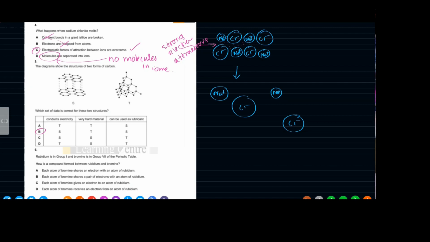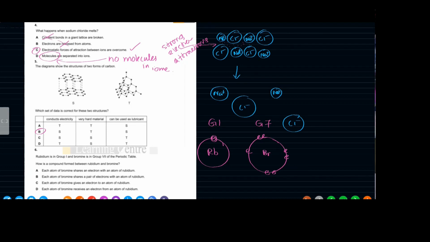Rubidium is in group 1 and bromine is in group 7. Find rubidium. Now we can't draw the electron configuration of rubidium because it has many electrons, right? But for rubidium, we can surely say there is one electron in the last shell. And when it comes to bromine, it is also quite difficult to write the electron configuration, but we don't need it because we just want to know how many electrons are in the last shell. Because this is in group 1, this is in group 7, so they are going to be like that. So how is a compound formed between rubidium and bromine?